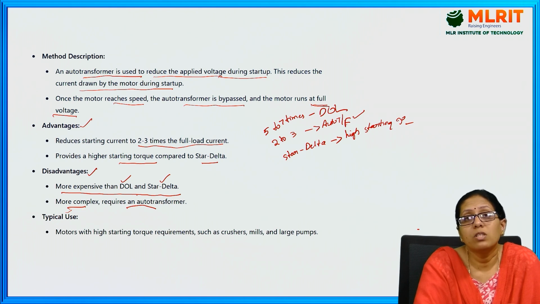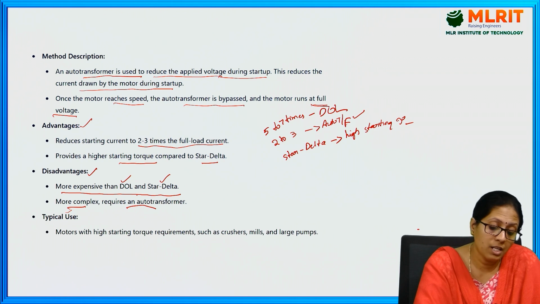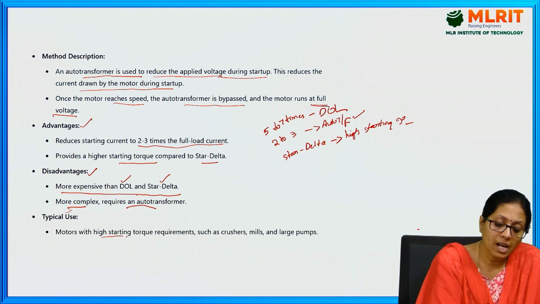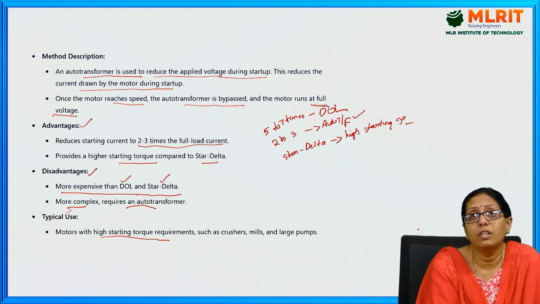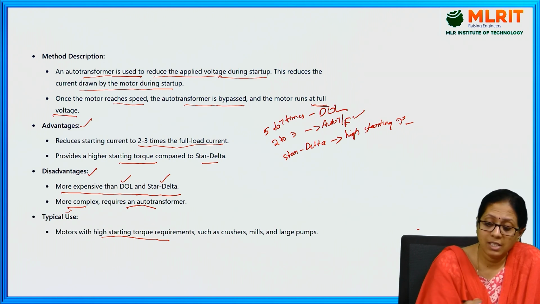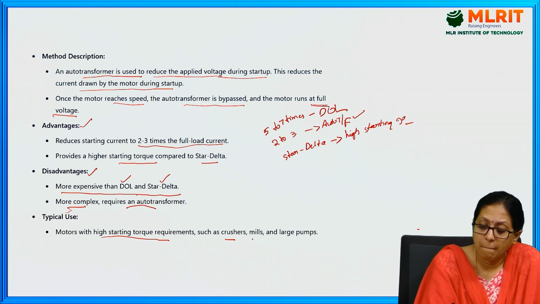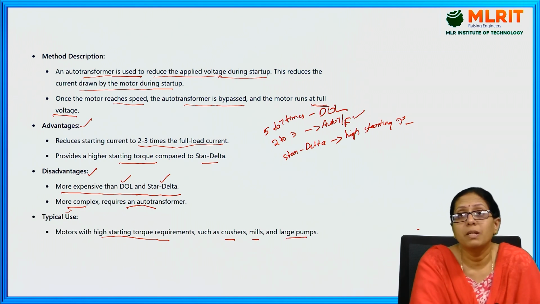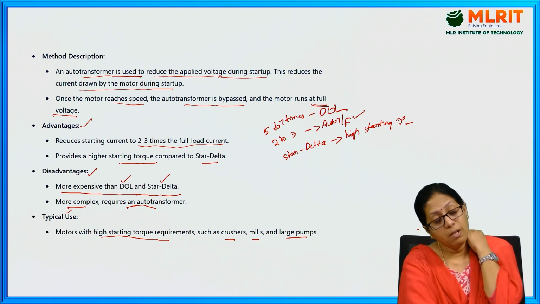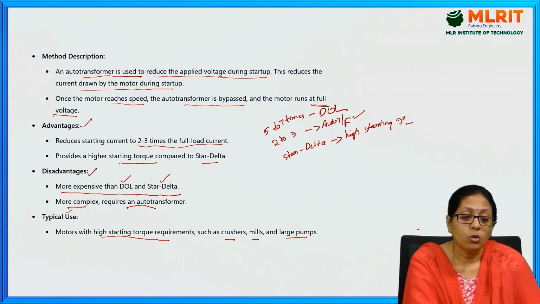What is the use? Where do we use this type of starting method? It is used for motors with high starting torque requirements. For this requirement, we will use the auto transformer type of starting method, such as in crushers, mills, and large pumps. For crushers, mills, and large pumps, we will be using this auto transformer type of starter.